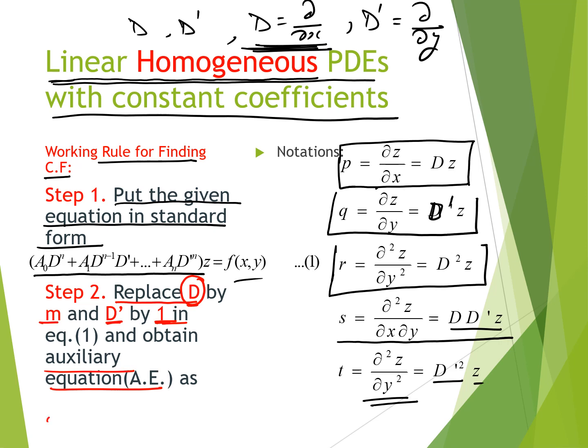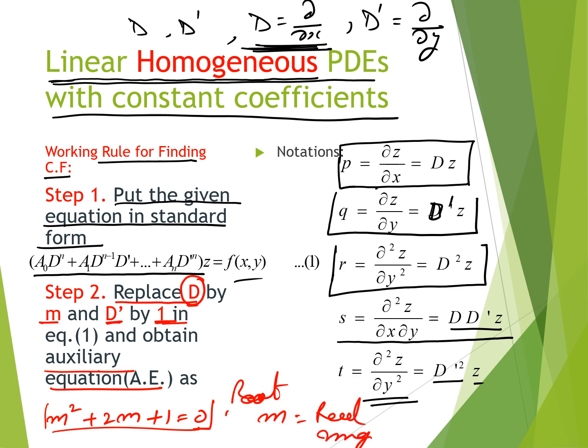That will be represented like this: m square plus 2m plus 1 is equal to 0. Then it is similar to what we studied in the first unit. You have to find the roots of this equation, that means the value of m, whether it is real or imaginary. Now the rule of finding the CF, if the roots are real or imaginary.